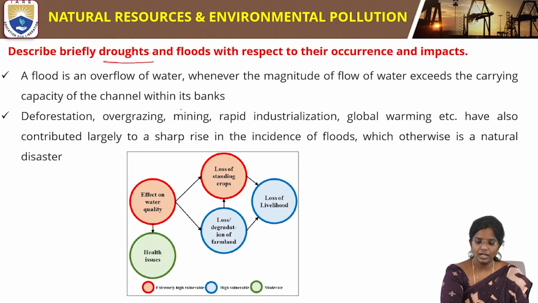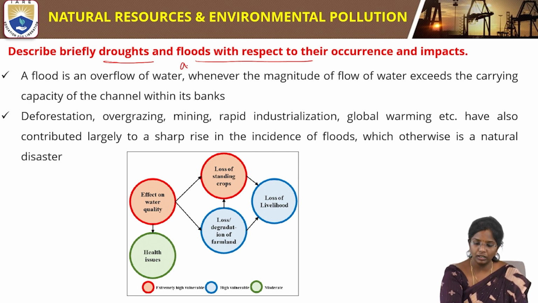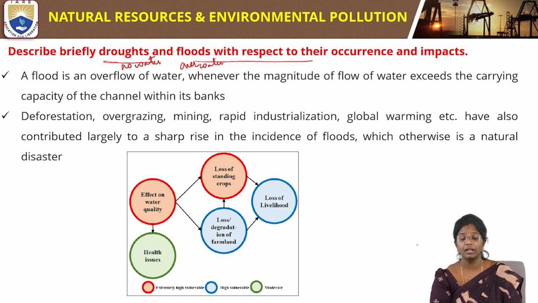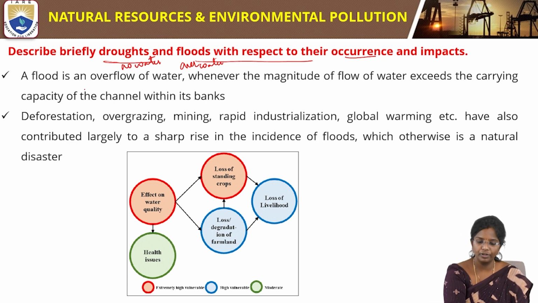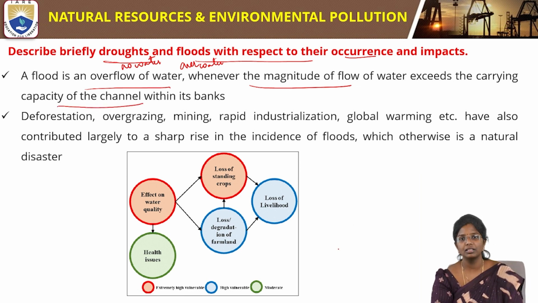Next. Describe briefly droughts and floods with respect to their occurrence and impact. So droughts and floods: this is an excess of water, and here there is no water. How is this really happening? Because of the environmental effects that are present. So how they occur, and what the impacts are on humans and society, is also very important. A flood is an overflow of water whenever the magnitude of flow of water exceeds the carrying capacity of the channels within their banks.